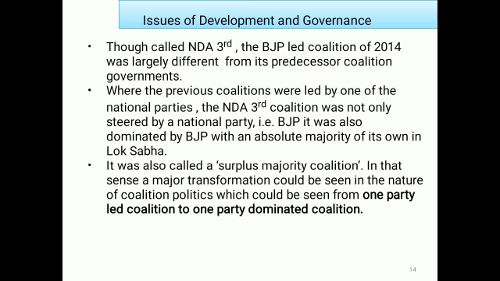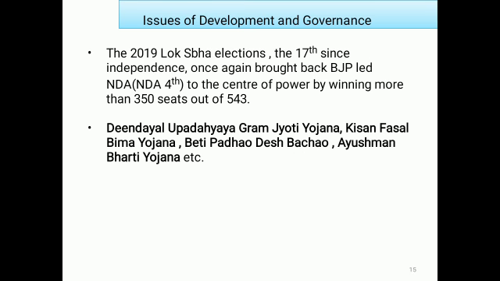Right? So we finished with this National Democratic Alliance. And now comes issues of development and governance. The 2019 Lok Sabha elections, the 17th general elections since independence, once again brought back the BJP-led NDA 4 to the center of power by winning more than 350 seats out of 543. Deen Dayal Upadhyay Gram Jyoti Yojana, Kisan Fasal Bima Yojana, Beti Bachao Beti Padhao, Ayushman Bharat Yojana, etc. were introduced. All these schemes were introduced in India.